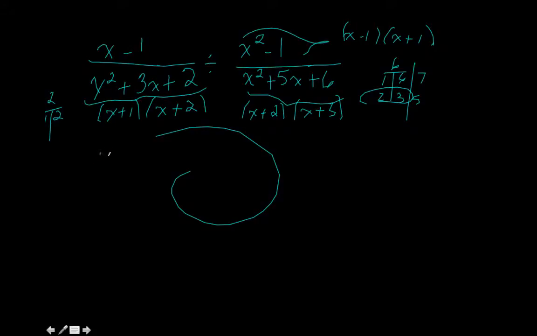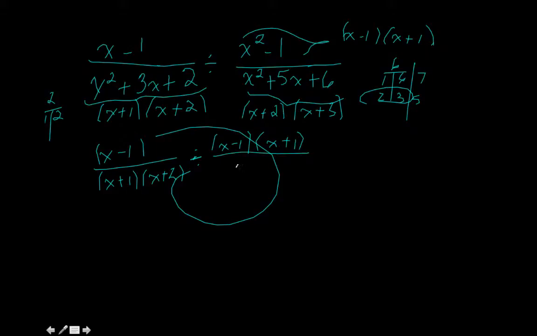So what I have here is x minus 1 over x plus 1 times x plus 2. And we could put this in parentheses so we understand it's part of kind of a product. It's really times 1, but divided by x minus 1 times x plus 1 over x plus 2 times x plus 3.